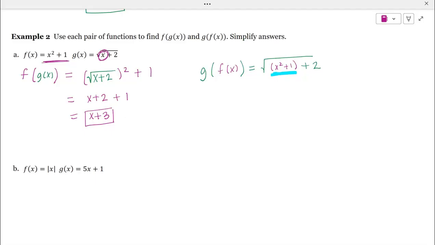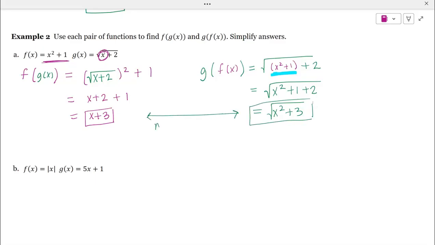Let's see if we can simplify this at all, maybe just a little. This is x squared plus 1 plus 2, which is just x squared plus 3 underneath the radical sign. Notice that these two functions are not the same. In some cases they are, and in those cases the functions are actually inverses of one another. We'll talk about that in another section.